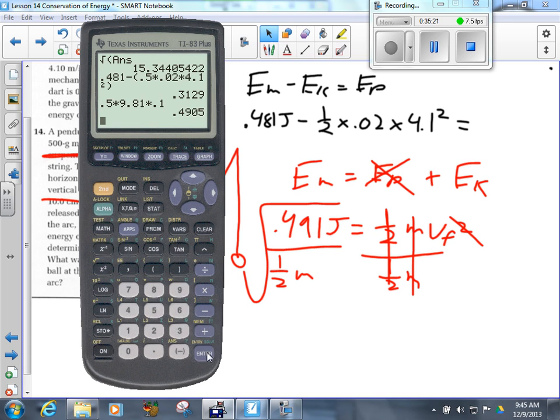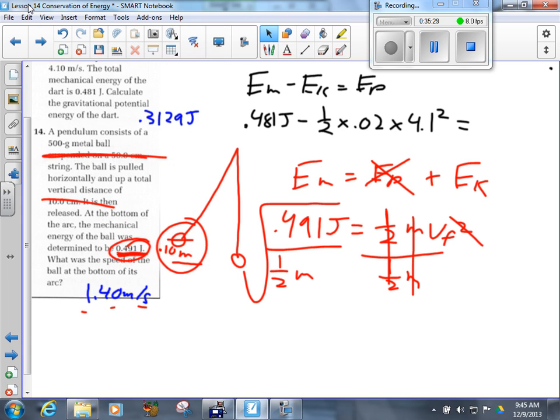Same number? Well, rounded, but it's the same number, right? 0.491 joules. Okay. All right. Questions on that?